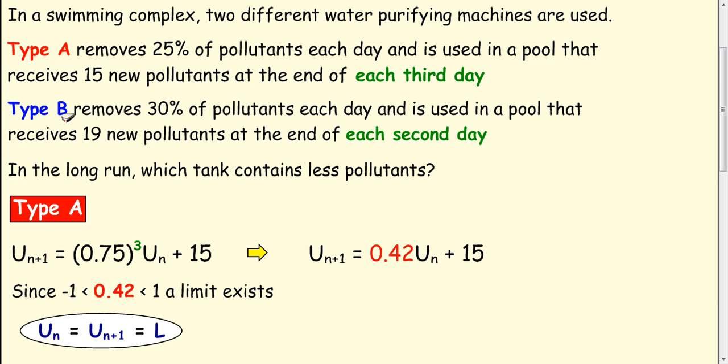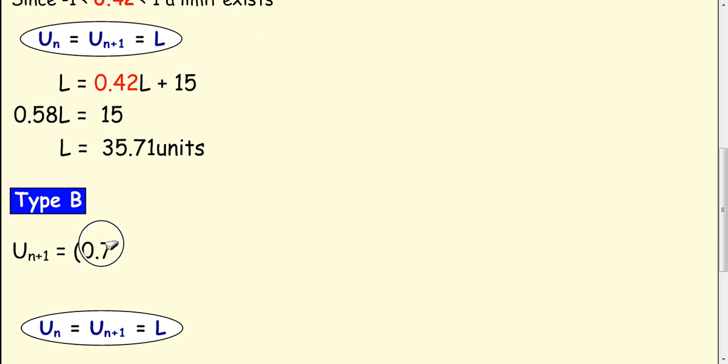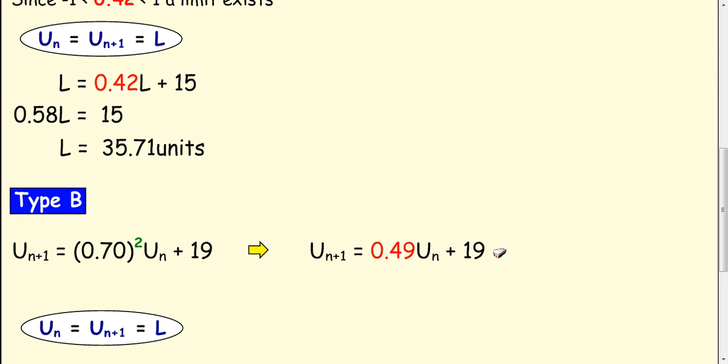We do the same thing for type B. Now it removes 30% of pollutants each day, and then 19 new pollutants is added at the end of each second day. So we reduce it 30%, so that's a multiplier of 0.7, and then you reduce it again by 30%, so another times 0.7, and then add 19. So it's really 0.7 squared, and that's a recurrence relation here. Square this out and round it, and that comes to 0.49.